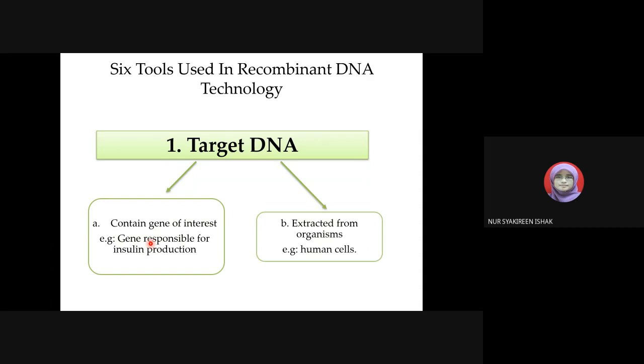So in this case yang awak nak adalah insulin kan, so you know that insulin is produced by what organ? Insulin dihasilkan oleh organ apa? Pancreas. Pancreas kan. Okay, so you get the information by extracting out the DNA sample from pancreatic cells. So the gene you cut using restriction enzyme, kan, and then you insert into the plasmid.